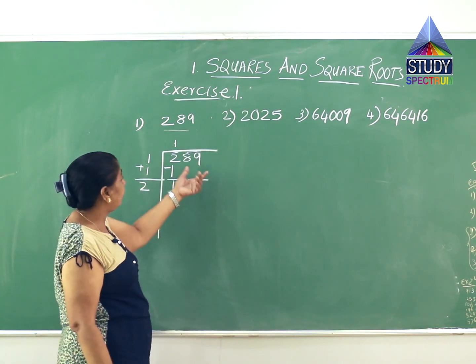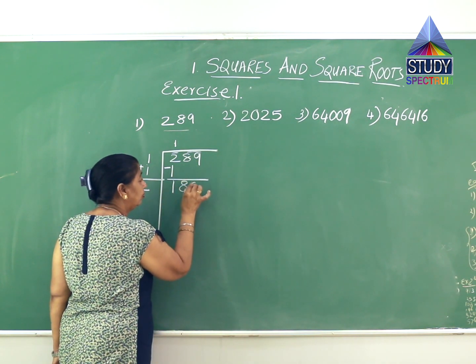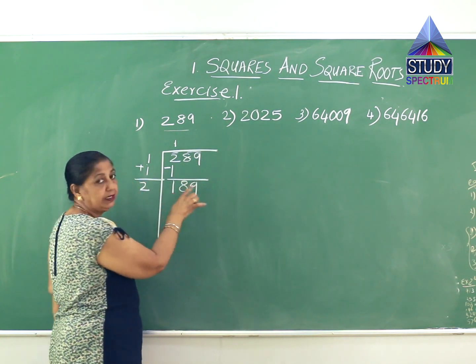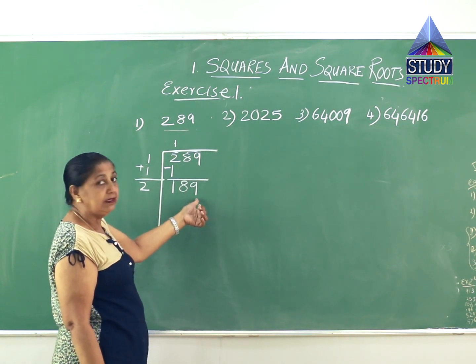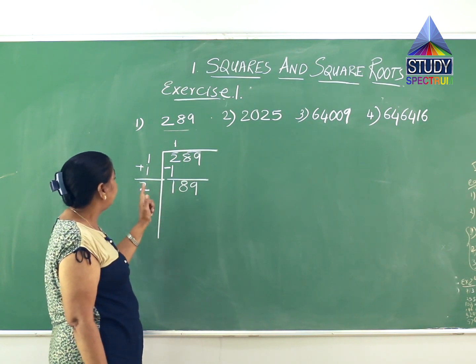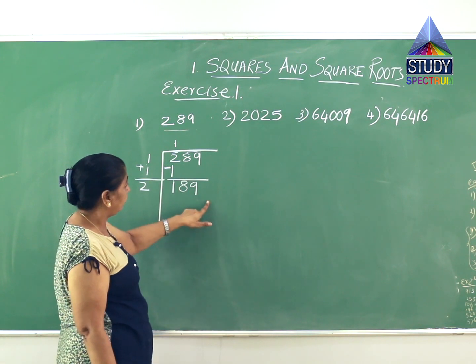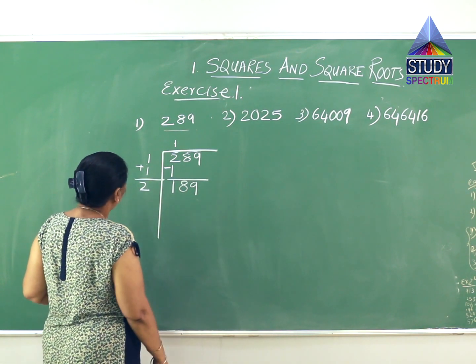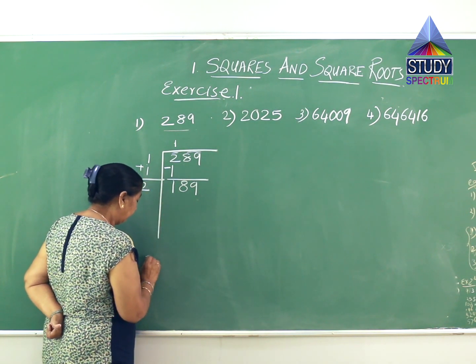Now what is the next step? I have to take both this number together below. Now here the number is 189. The next step is I have to put such a number over here that multiplied by same number it should give me 189. So I'll see that in the working. I'll start that.